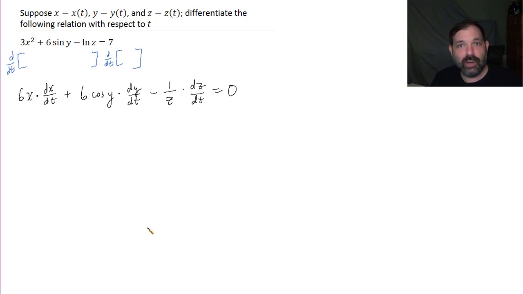Now this idea that I just showed, this differentiating with respect to t, is going to be important in a later topic called related rates, where we're going to have a general formula. We're going to work with certain formulas that will have variables dependent on t, like time, and we'll have to differentiate with respect to t. So we're going to see this idea again soon.